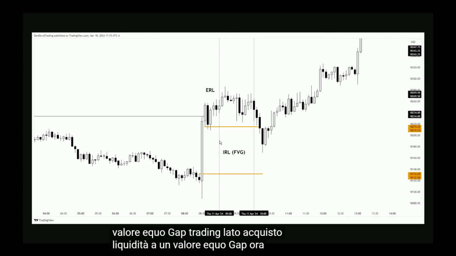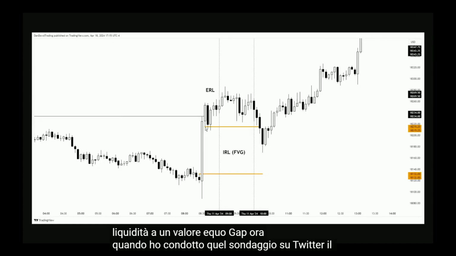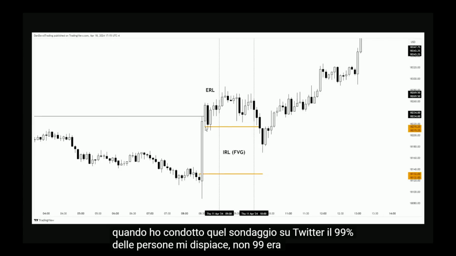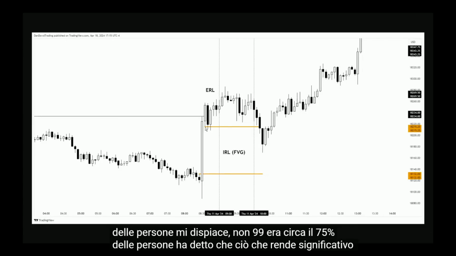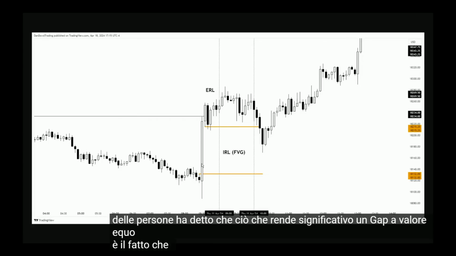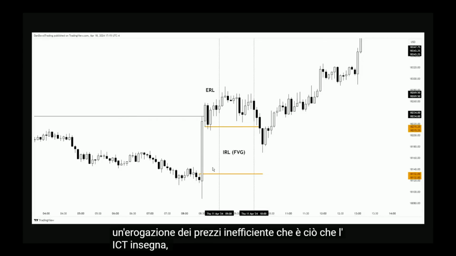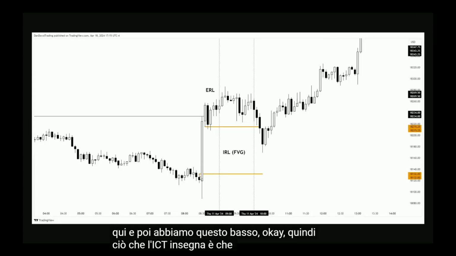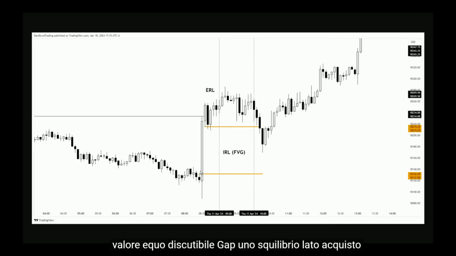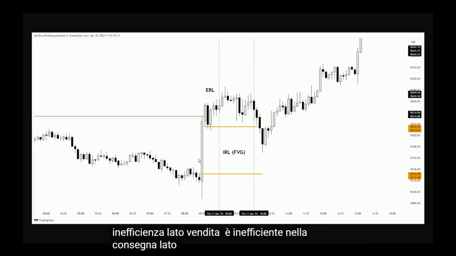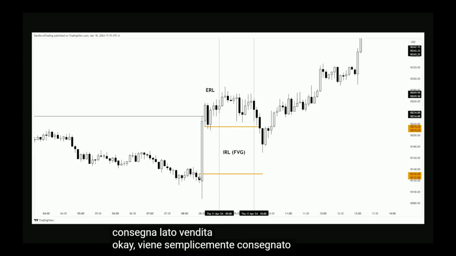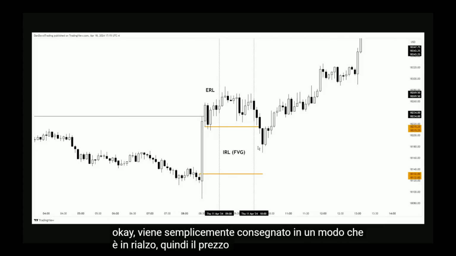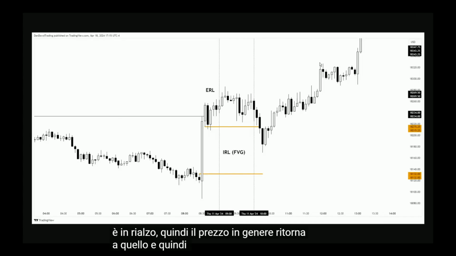Now, when I did run that poll on Twitter, sorry, not 99%, it was about 75% of people said what makes a fair value gap significant is the fact that it's inefficient price delivery, which is what ICT teaches. Okay, so we have this high right here, and then we have this low. This is a BISI fair value gap, a buy side imbalance, sell side inefficiency. It is inefficient in sell side delivery. It's just delivered one way, which is up. So price typically reprices back to that, and then it can go higher.